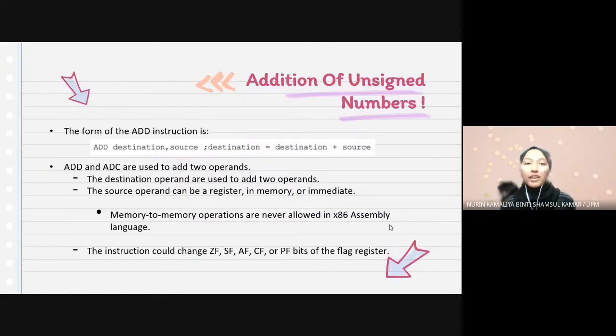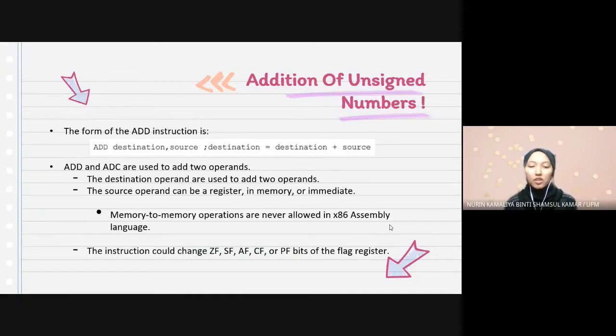Addition of unsigned numbers. The form of the add instruction is ADD destination, comma, source; destination equals destination plus source. ADD and ADC are used to add two operands. The source operand can be a register, memory or immediate. Memory-to-memory operations are never allowed in x86 assembly language.